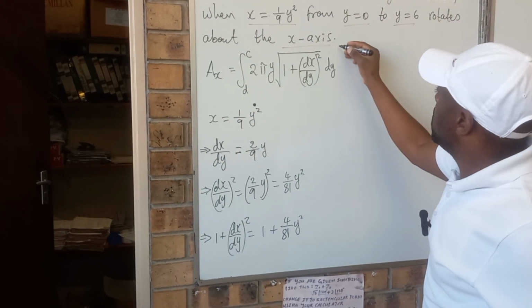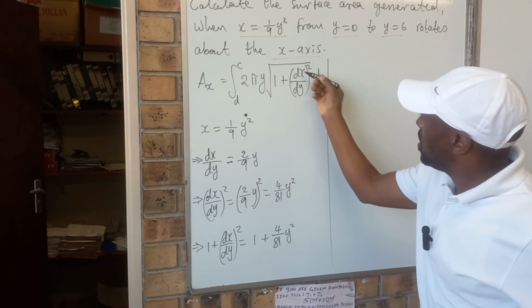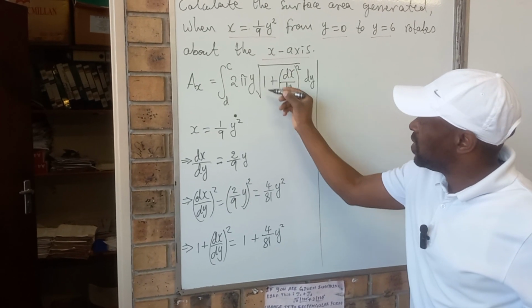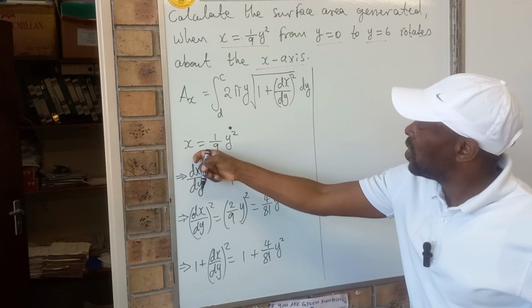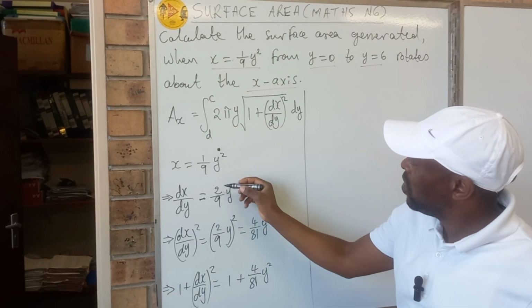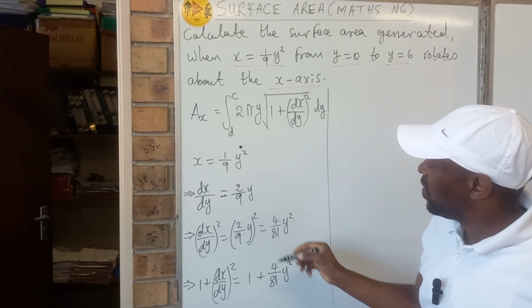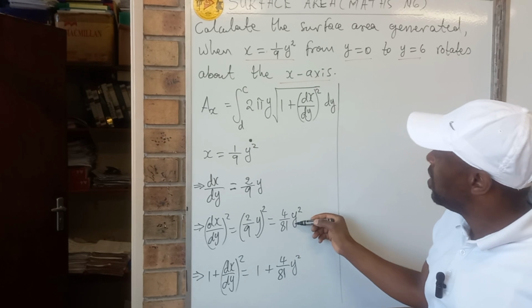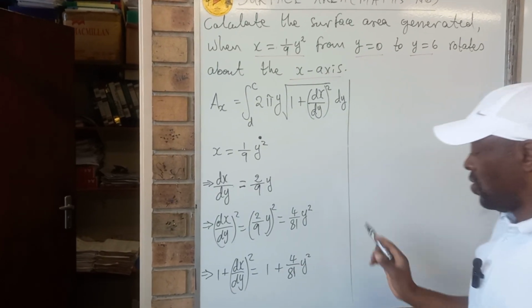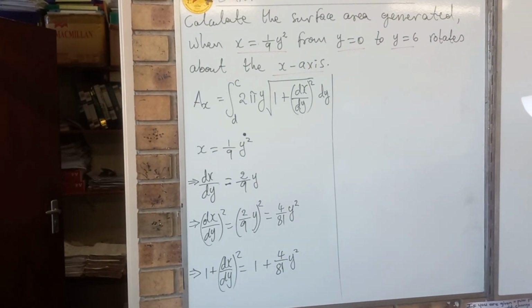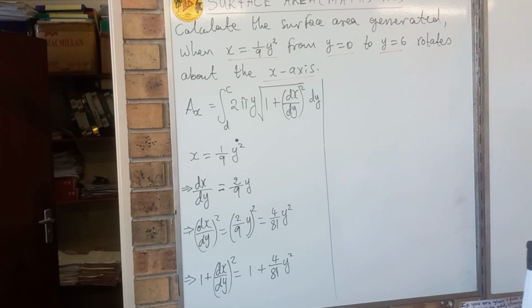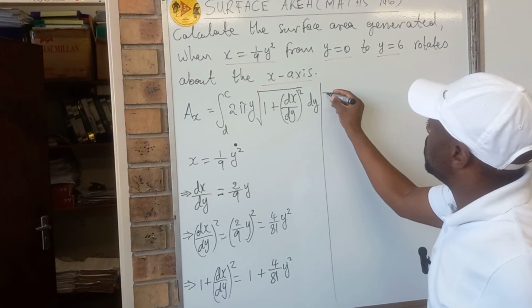So up to now, the item under the square root has been taken care of, because we got our x, we differentiated it, we got 2 over 9y, we squared it, it gave us 4 over 81 y squared, then we've added 1 to it. Up to now, I think we are on the right track. So it's now time to substitute into the formula.